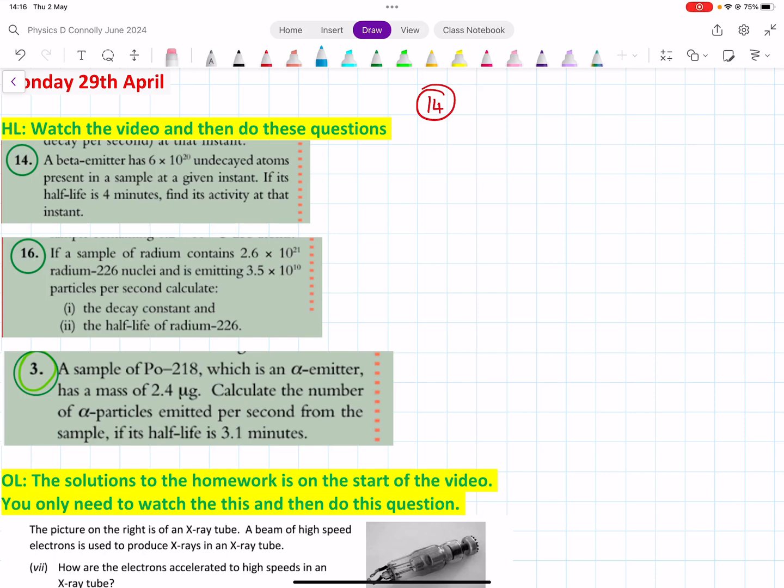Right, a beta emitter has 6 by 10 to the 20 undecayed atoms present in a sample at a given instant. If its half-life is 4 minutes, find its activity.